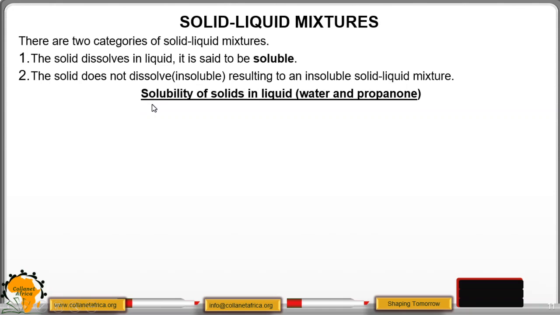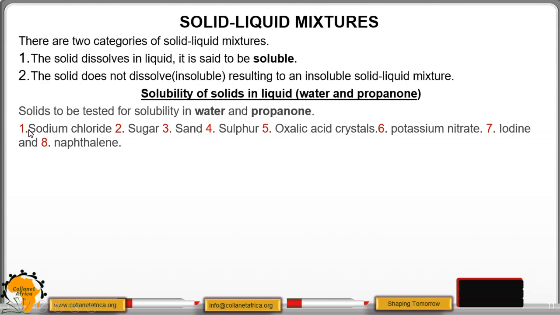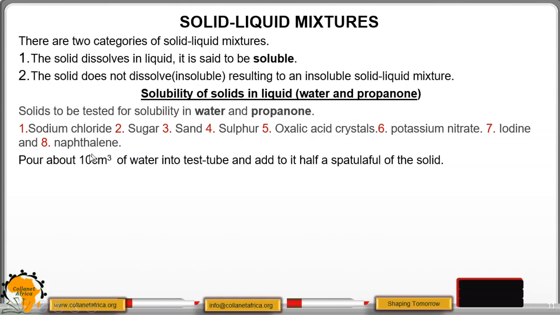We have to look at the solubility of solids in liquids. We're going to use water and propanol as the liquids. Solids can be tested for solubility in water and propanol. So we have sodium chloride as one of the solids, sugar, sand, sulfur, oxalic acid crystals, potassium nitrate, iodine, and then we have naphthalene.